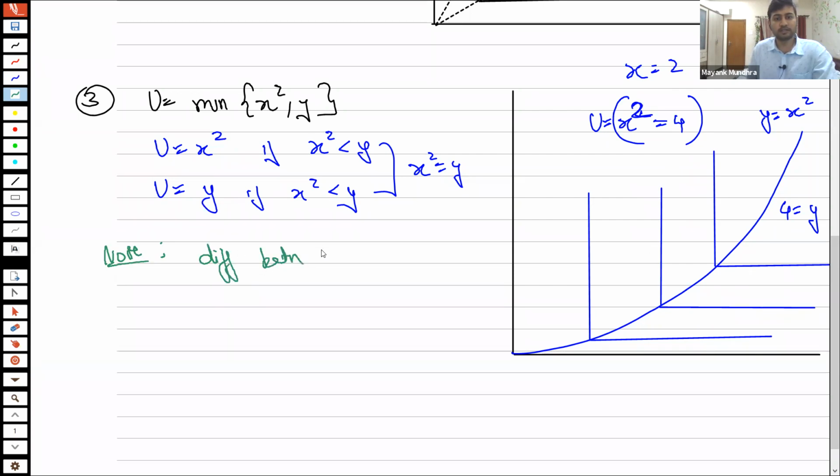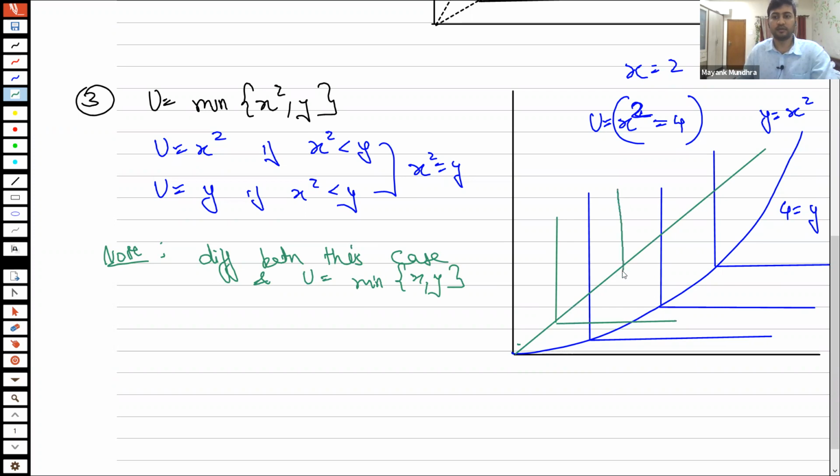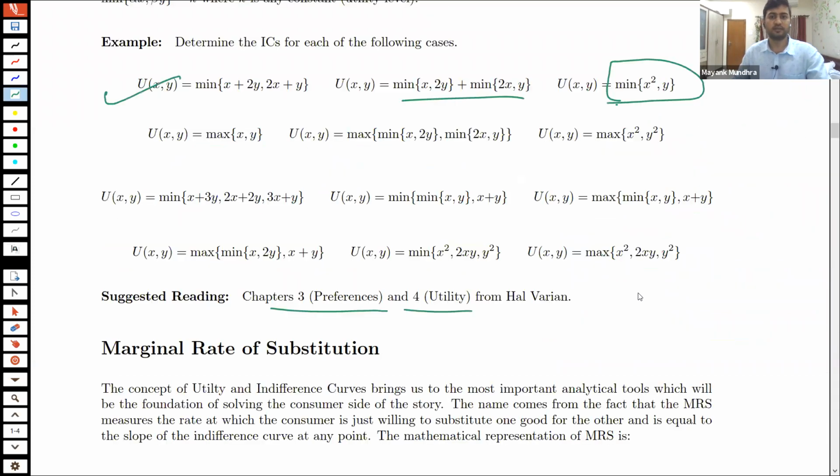So the difference here is with respect to the case of utility equals min of x comma y. For min of x comma y, there'll be a 45-degree line here, right? And then you would have L-shaped curves like this. So this is the difference here. The L-shaped curves remain, but the vertices are not now going to be along this y equals x square line, whereas in utility equals min of x comma y, this used to be the x equals y line. So this is the difference.